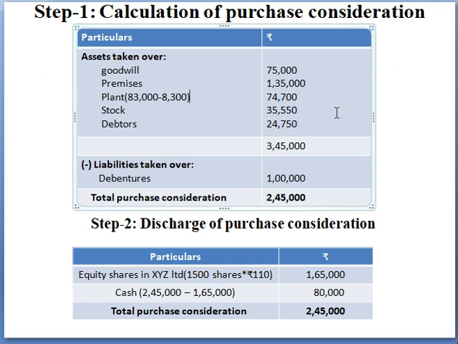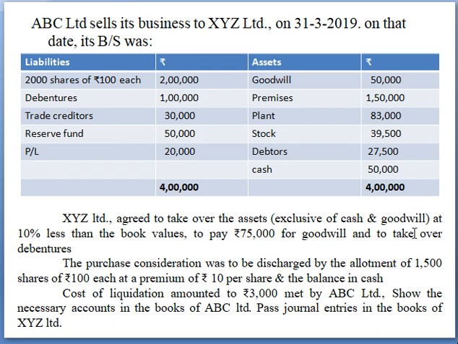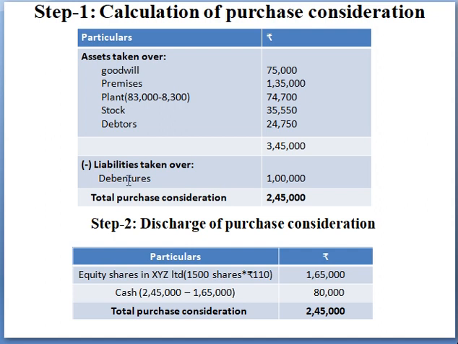Now subtract the liabilities taken over. Now which liabilities are taken over by the purchasing company? The purchasing company takes over only the debentures, right? So the value of debentures is 1 lakh. Now calculate, minus debentures 1 lakh, you will get 2,45,000, right? So in your net assets method, for the calculation of purchase consideration, you have to apply this method, that is assets taken over minus liabilities taken over will be the purchase amount. This is the first step.